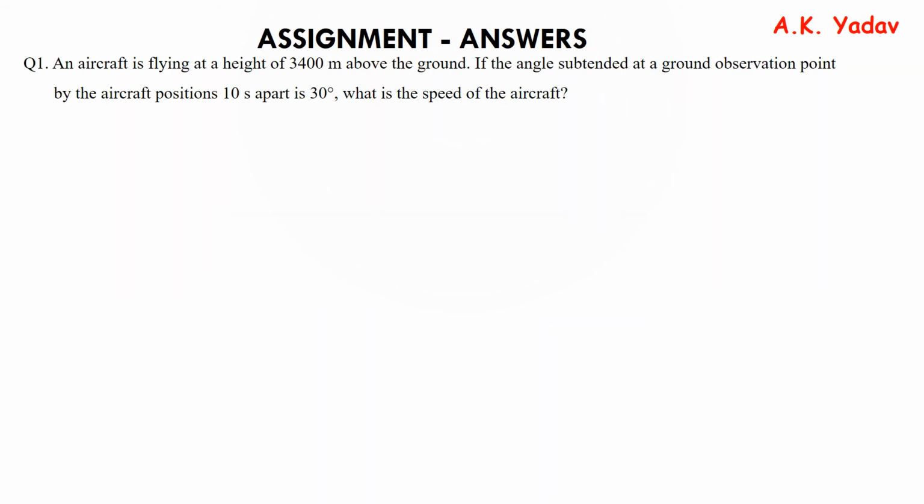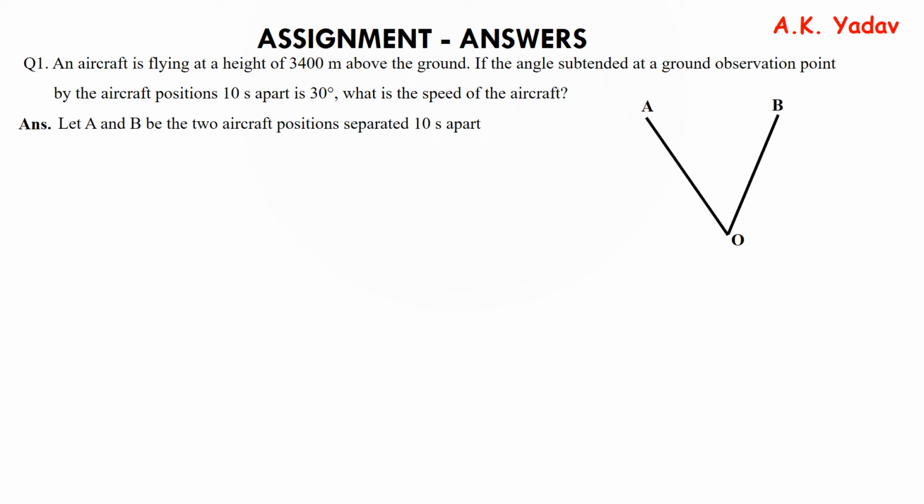An aircraft is flying at a height of 3400 meter above the ground. If the angle subtended at the ground observation point by the aircraft position 10 seconds apart is 30 degree, what is the speed of the aircraft? So let A and B be the two aircraft positions separated by 10 seconds. So O is the observatory point, A and B. Let C be their center. So the total was 30. That means AC is 15 and BC is again 15.